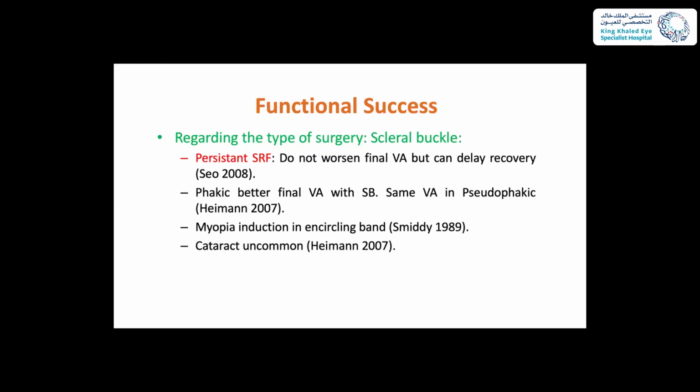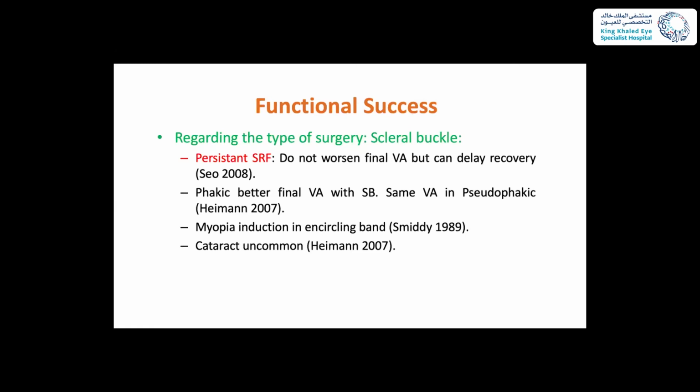Also, if we get information from the Rhegmatogenous trial, we know that phakic patients usually do better with the scleral buckle than with post-spinal vitrectomy. But the visual acuity is the same for the phakic patients. Why? Because in scleral buckle patients, cataract is uncommon. But there are also some changes that are typical of scleral buckle surgery. It is the myopia induction.